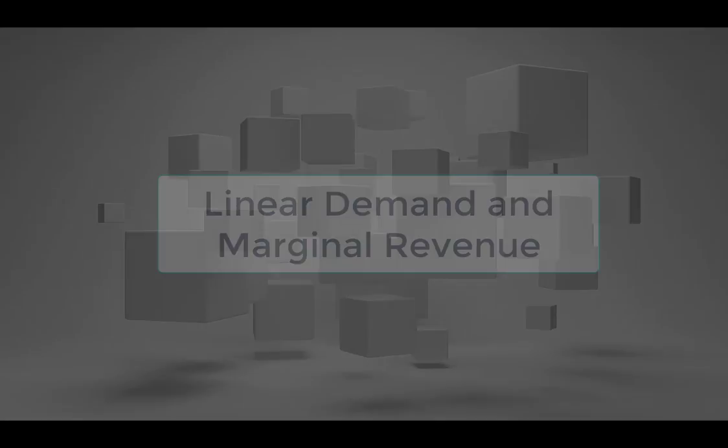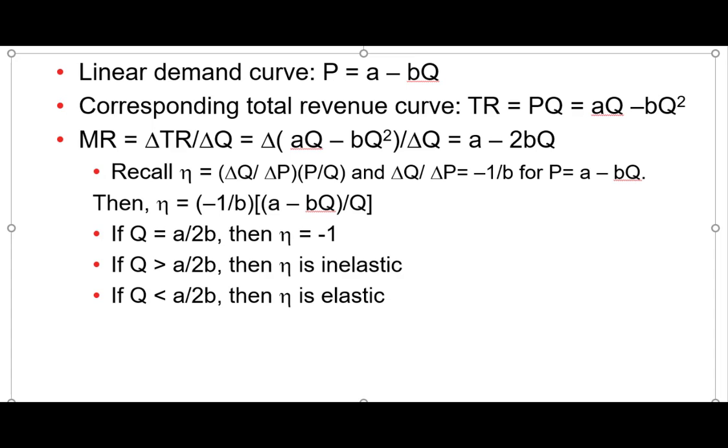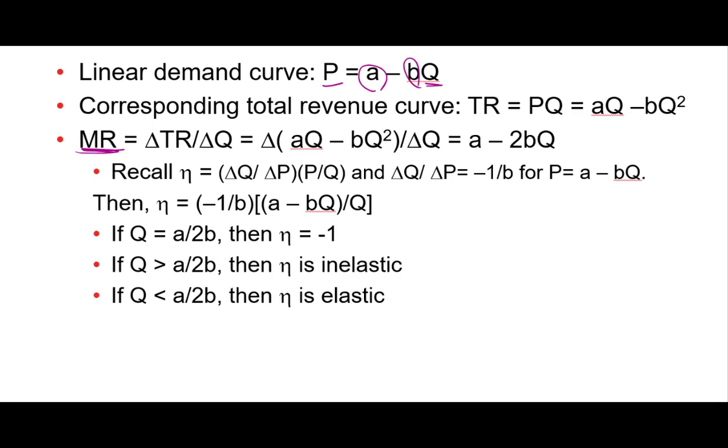Okay, let's think about the case when the market demand curve is a linear demand curve. Here, P equals the price per unit, and Q is the quantity demanded, and A and B are parameters or coefficients that are fixed at a constant level. You can imagine A and B are given numbers. Then for a linear demand curve, if I say the conclusion first, you can find the marginal revenue really easily.